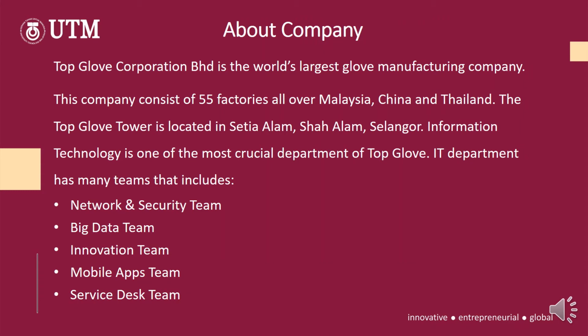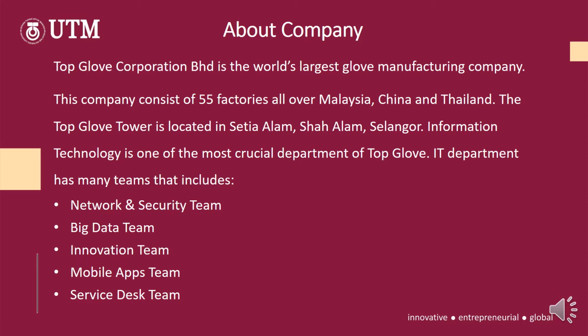Firstly, to be very precise, Top Glove is a glove manufacturing company. It consists of 55 factories all over Malaysia, China, and Thailand. The Top Glove Tower is located in Setia Alam, Shah Alam, Selangor.